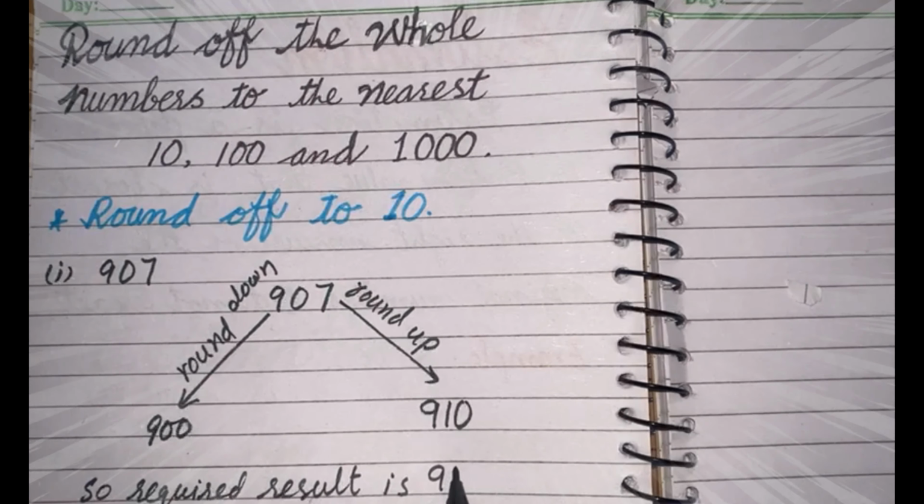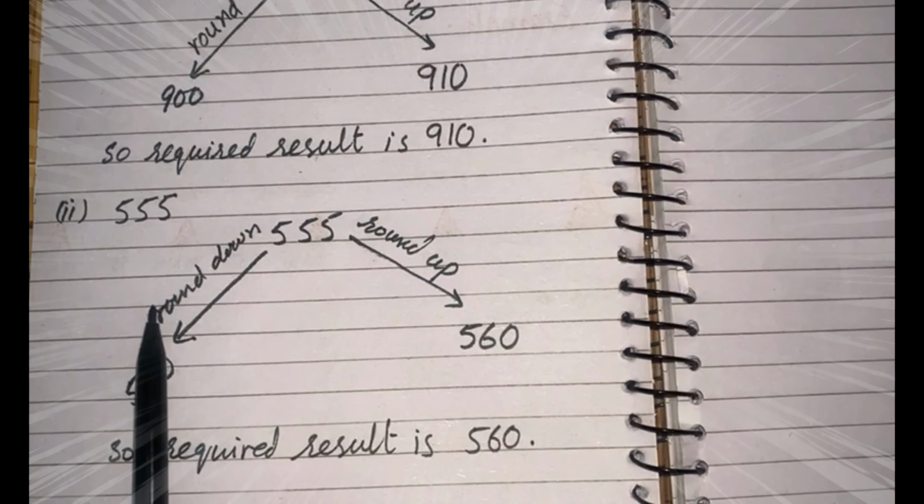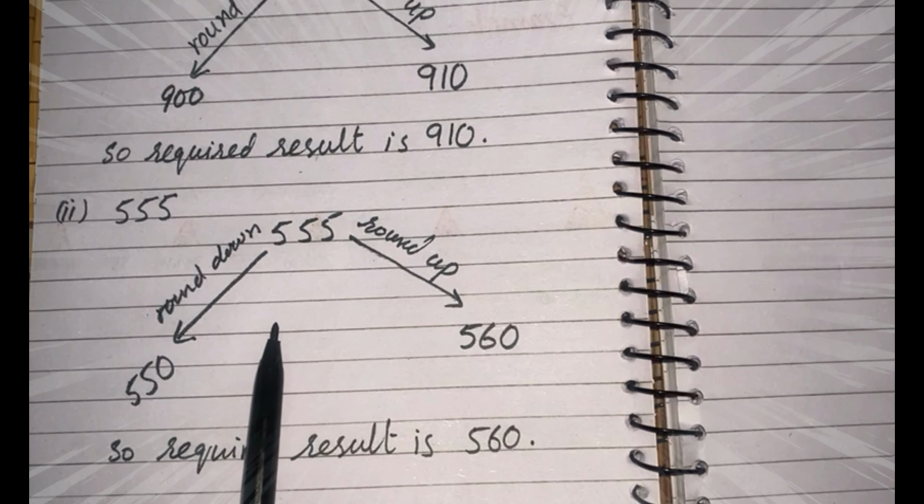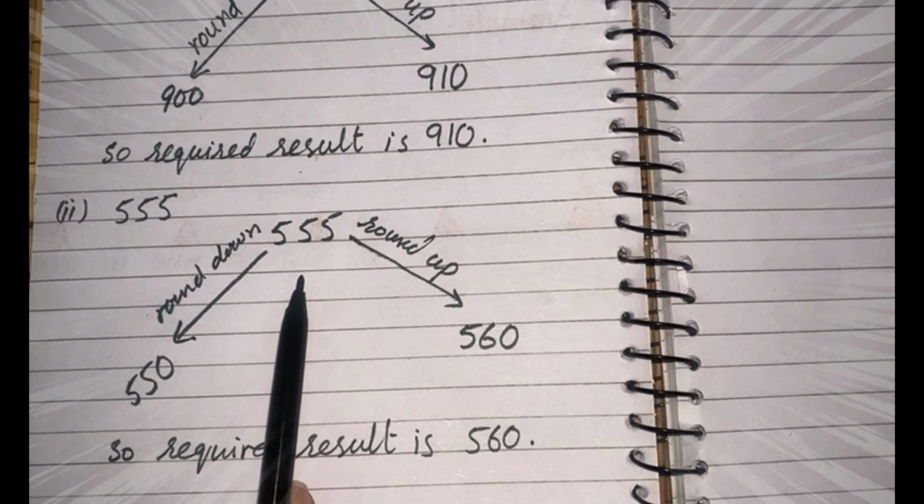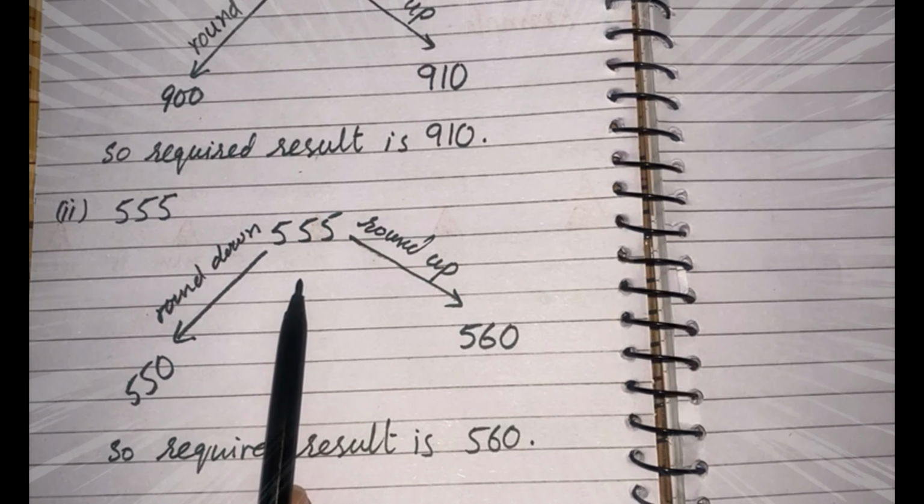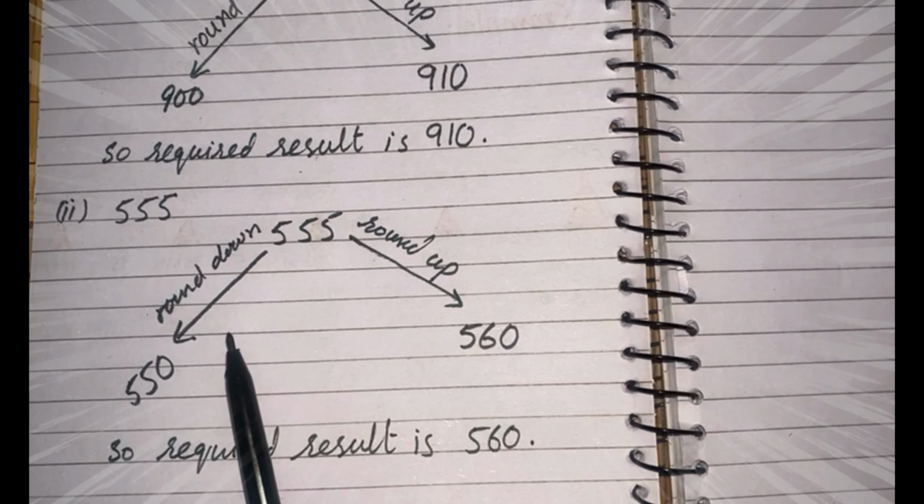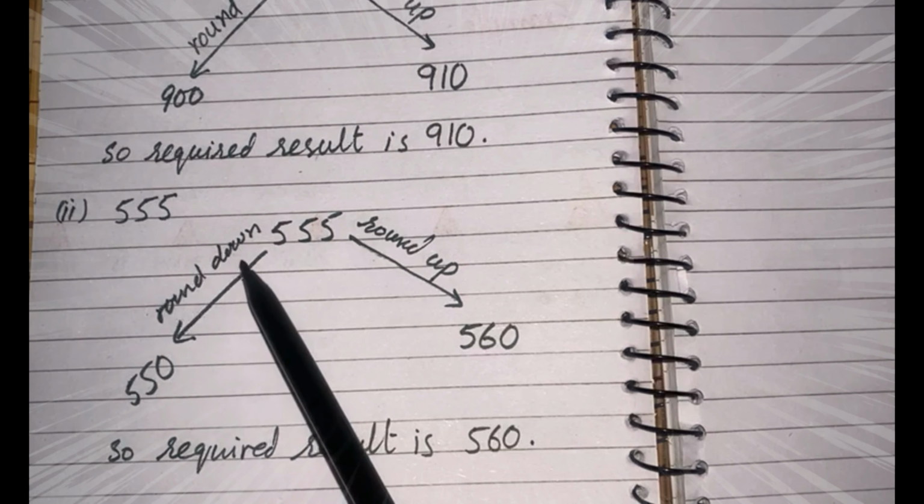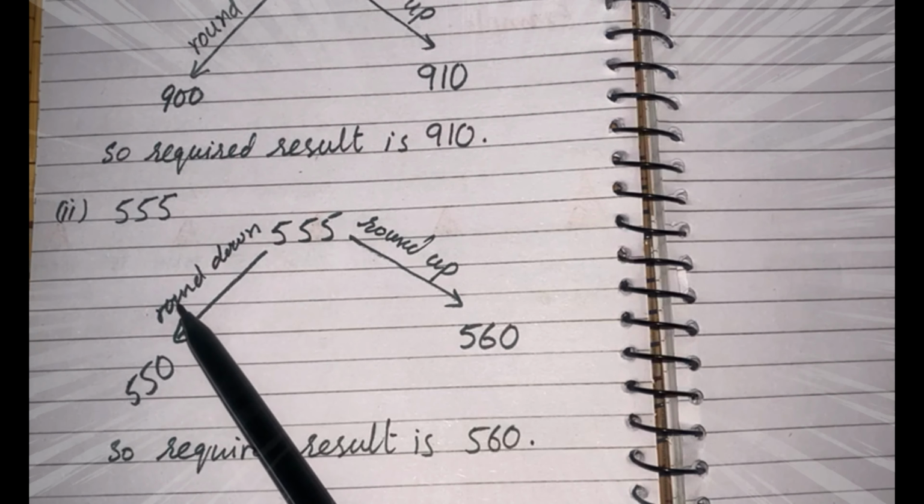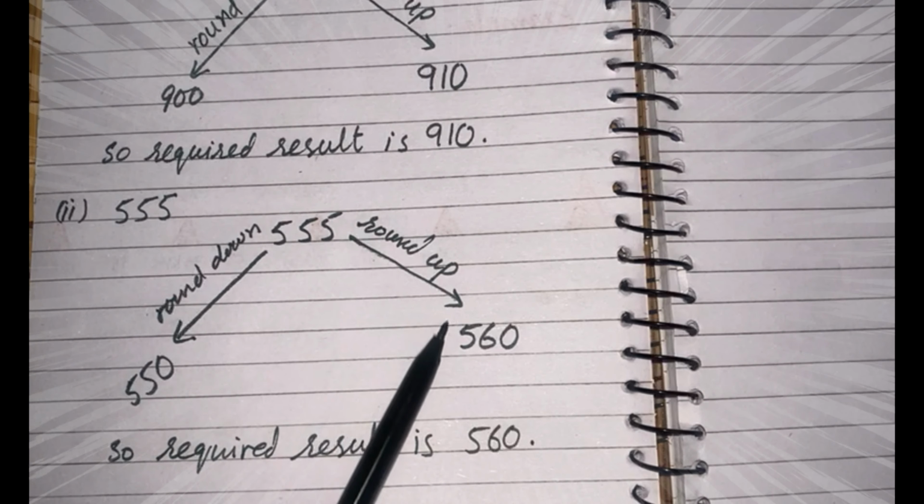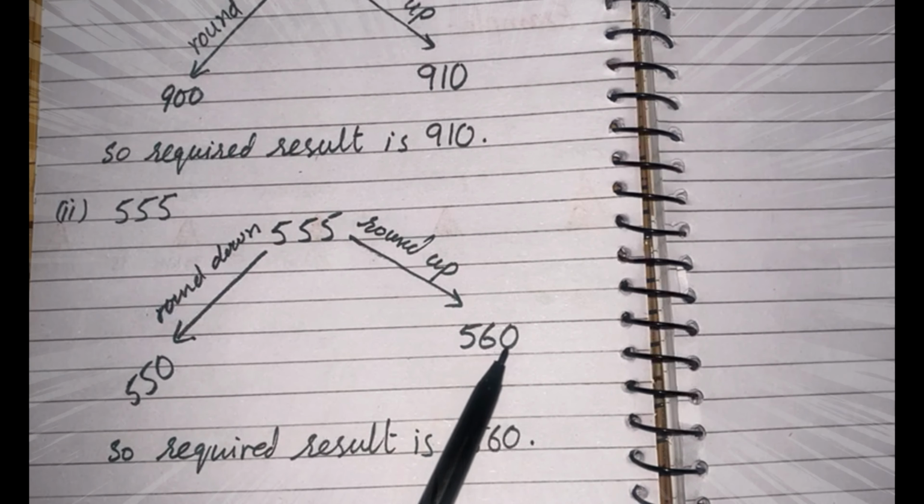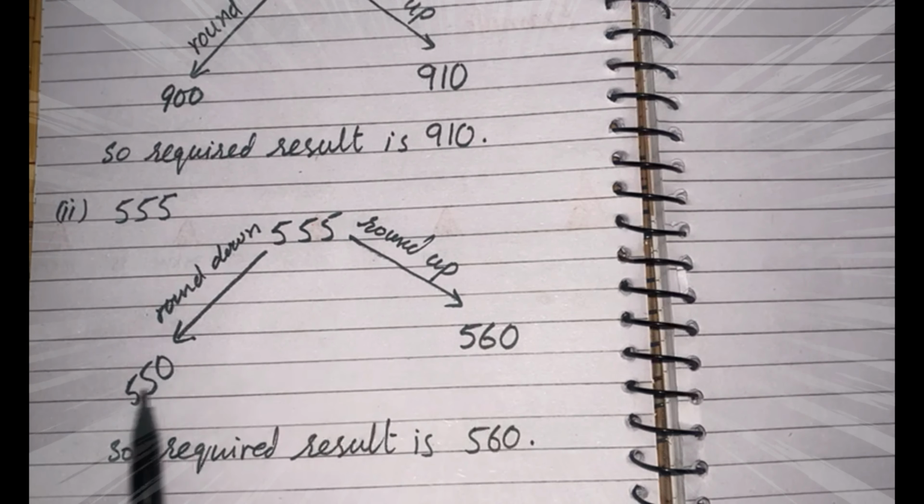Next we have another example which is 555, and we have to round off to 10. For this we will go through the same pattern. First here we will write round down to 10, that is 550, and here we will move round up to 10, that is 560. But which is the correct answer?